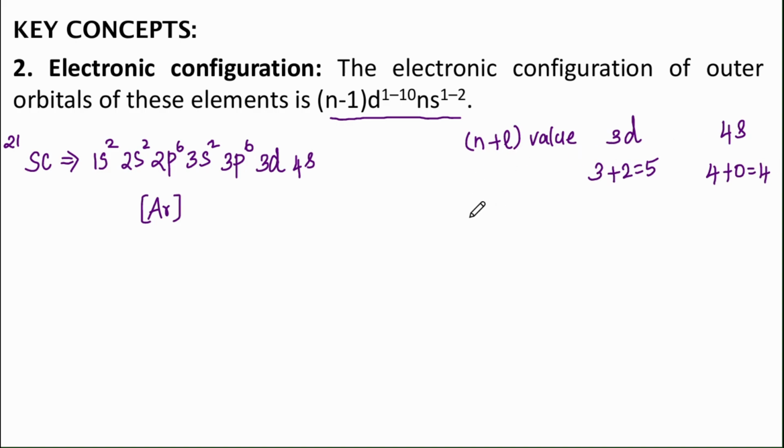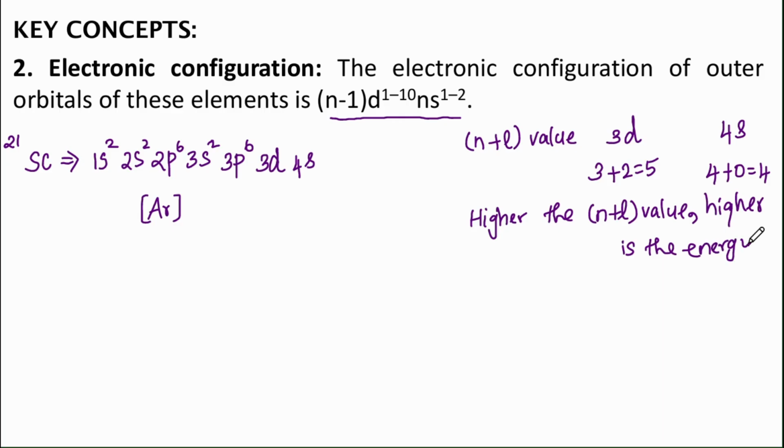So, what is the n plus l rule? The higher the n plus l value, the higher is the energy of the orbital. You can see that the n plus l value of the 3d orbital is more than the 4s orbital. So, the energy of the 3d orbital is greater than the energy of the 4s orbital. According to the Aufbau principle, the electron first enters the 4s orbital, and only then moves to the 3d orbital. So, after filling the 3p orbital, the next electron is going to enter the 4s orbital, then only it will go to the 3d orbital.